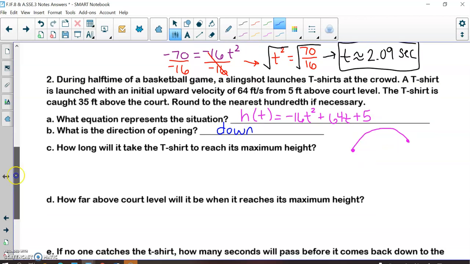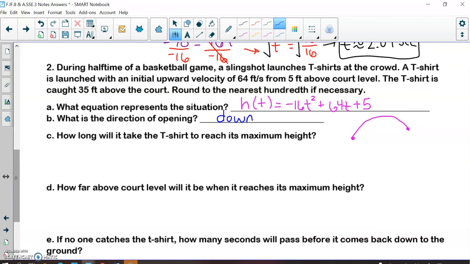Now we want to figure out how long it will take the t-shirt to reach its maximum height. Now on this parabola, the maximum height is this point here, which is the vertex. And if we want how long it would reach the maximum height, that's technically the x value or the t value of my vertex, time. So time is the t value of my vertex, and the h is the y value of my vertex, which is my maximum height.